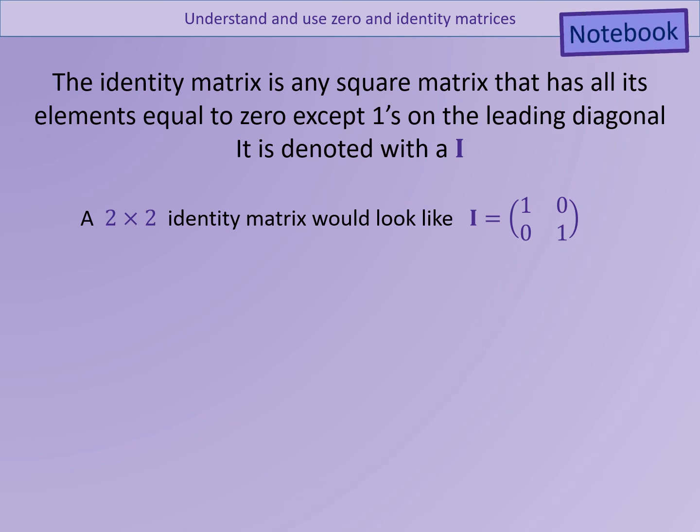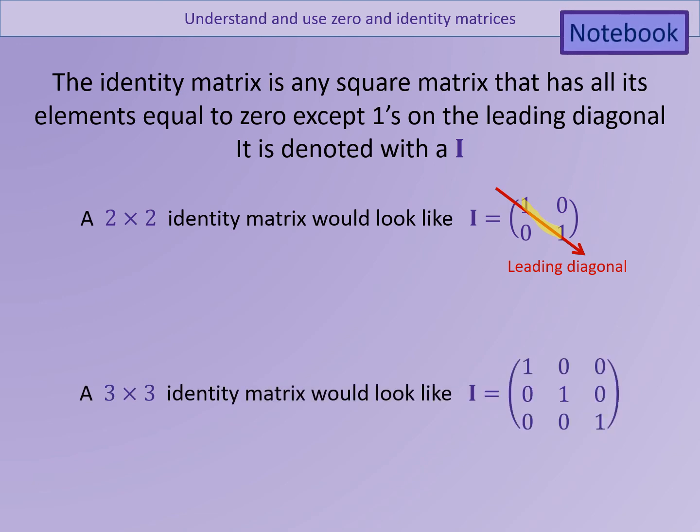So notice the leading diagonal here made up of 1s and every other element is 0s. And if you look at the 3 by 3 matrix, similar again, so we have a leading diagonal made up of 1s and all of the other elements are 0.